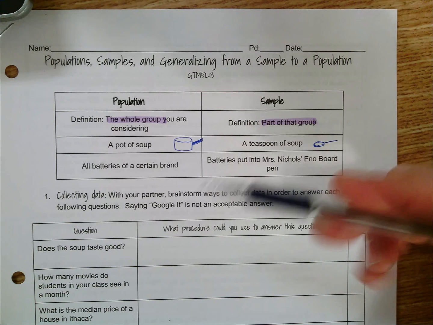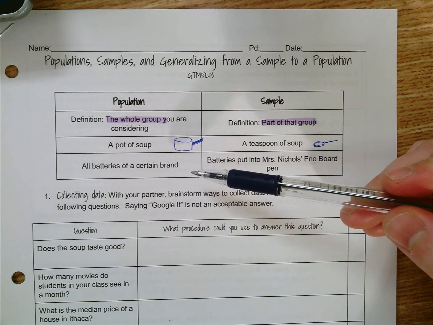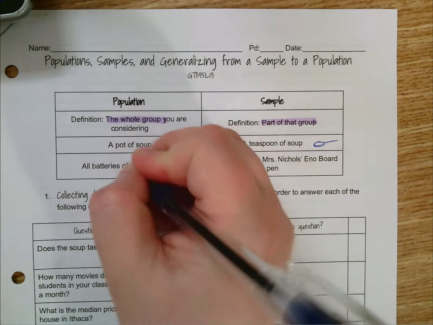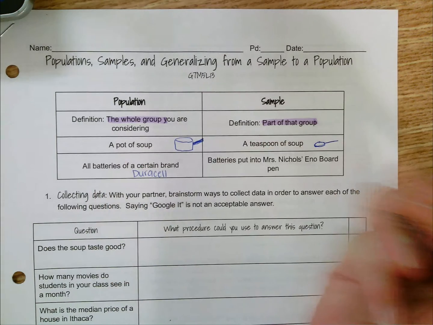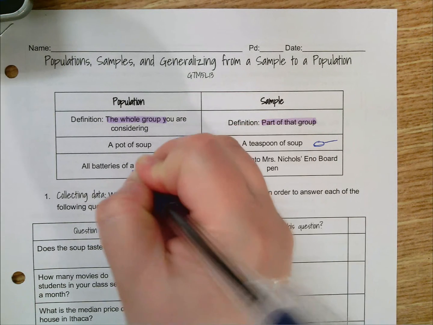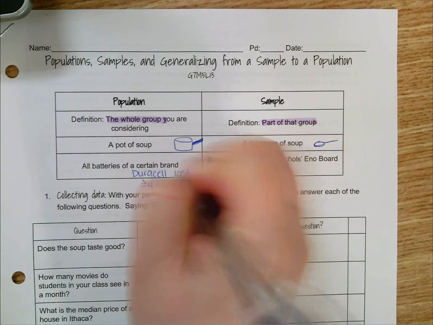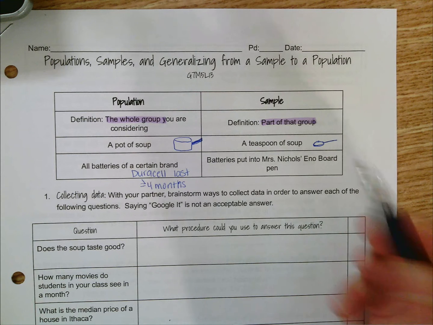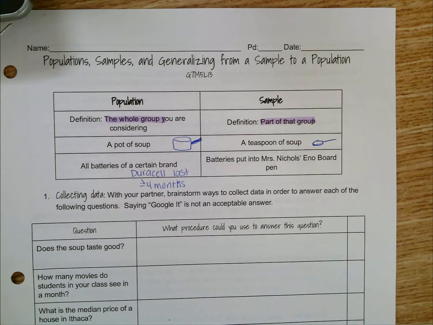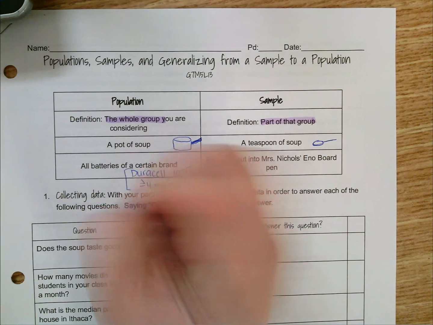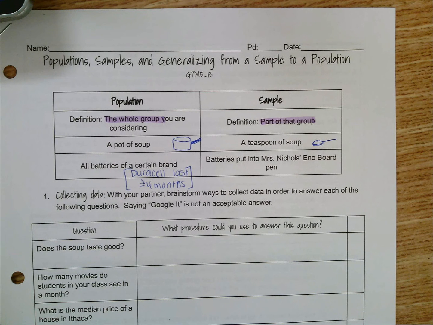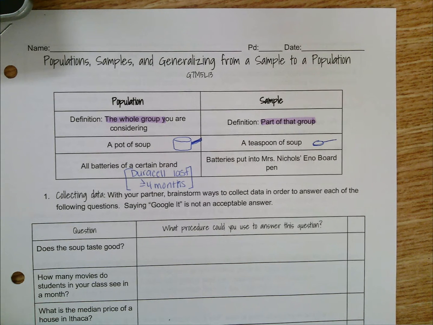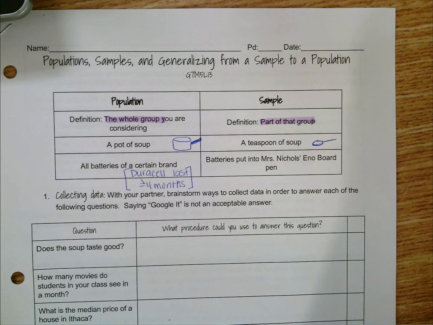The next example, the population, could be all batteries of a certain brand. So I could be saying, hey, I want to know, do Duracell batteries last more than 4 months when I use them? And I use them most when I'm using my Enoboard pen. So I could say, I'll test them on my Enoboard pen, but I want to know, do they last more than 4 months overall? So all of the batteries of this brand would be my population. I'm not testing all of the batteries of that brand. That would be impractical. I don't want to buy every Duracell battery ever. I'm just going to test the ones that I use in my Enoboard pen. Now, some of these are good ways to sample and some of these are bad ways to sample.